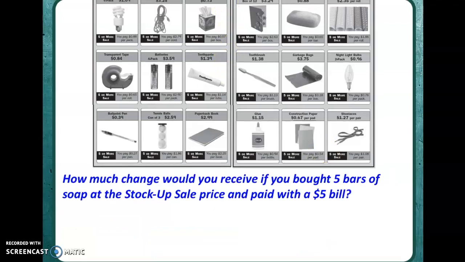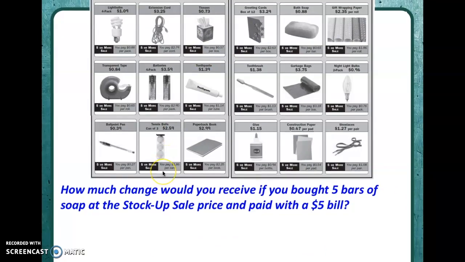Okay, now we're moving up to how much change would you receive if you bought 5 bars of soap at the stock-up sale price and paid with a $5 bill? All right, this one's going to involve a few steps, so I want you to very carefully hear me out through this process, and then I'm going to show you my work and how I did it. So I first need to understand the problem. I'm looking for how much change I would receive using a $5 bill if I bought 5 bars of soap.